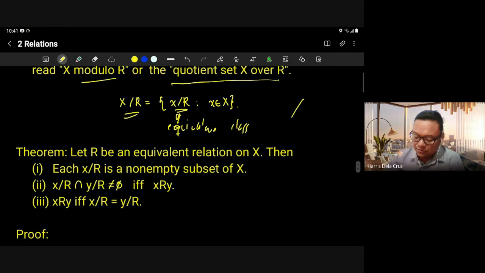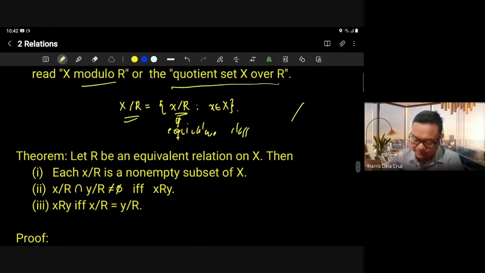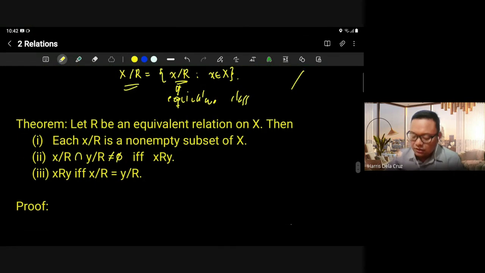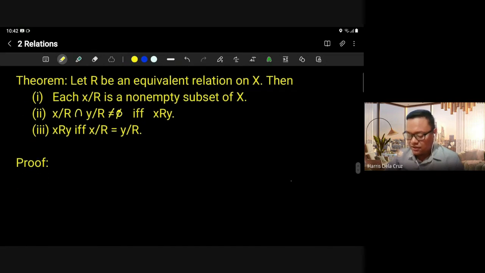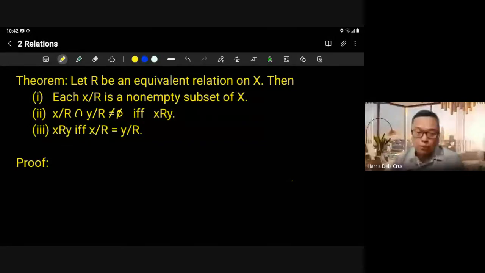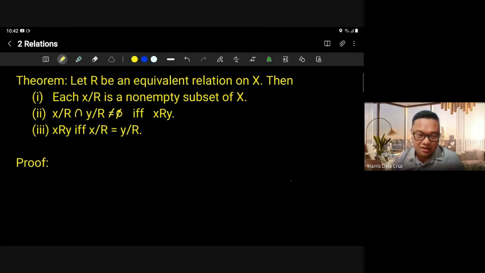Okay. So we have the following properties. Let R be an equivalence relation on X. Then we have the following. Each x over R is a non-empty subset of X. x over R intersection y over R is empty whenever it is not the case that x and y are related to each other, and x is related to y if and only if xR is equal to yR.